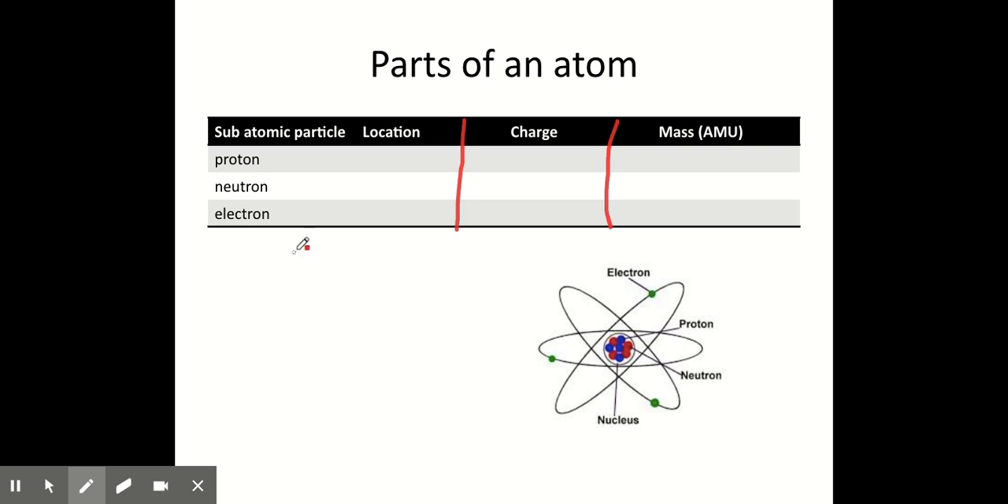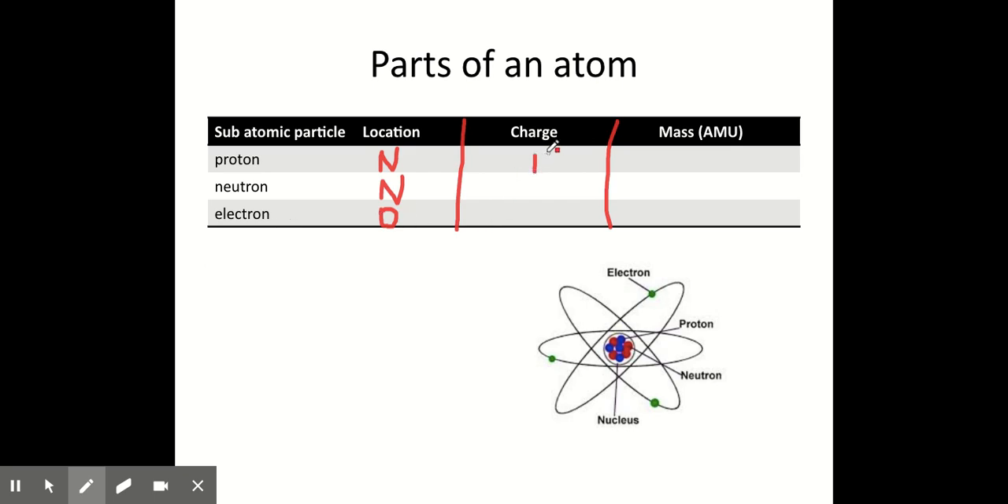All right, so you will have done that. Location, because I can't write very well with this, I'm just going to write N for nucleus, N for nucleus, and O for orbiting. So that's where those three things are.